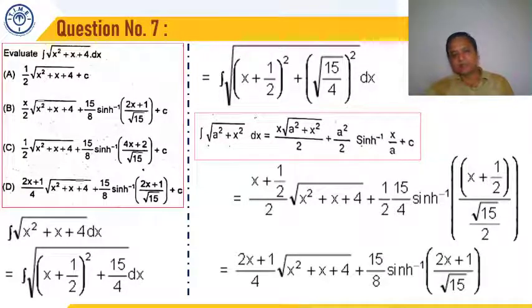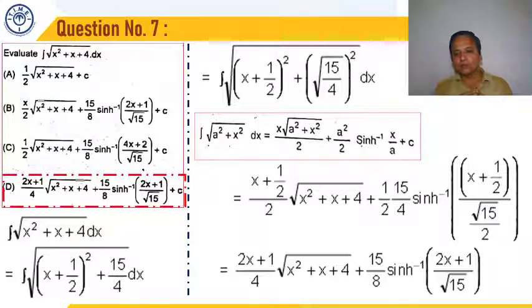And we simplify this expression. It becomes (2x + 1)/4 under root of x² + x + 4 plus 15/8 sinh inverse of (2x + 1)/√15. And if we look at the choices, it comes out to be choice D, a standard application of the formulas. So we convert it into the standard form and then apply the result. We use the formula.